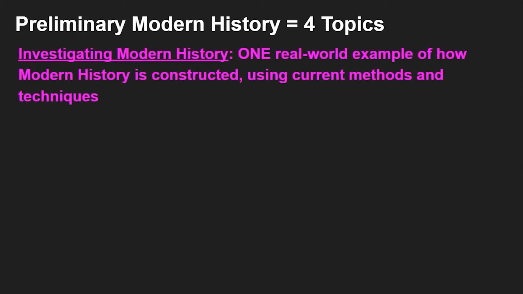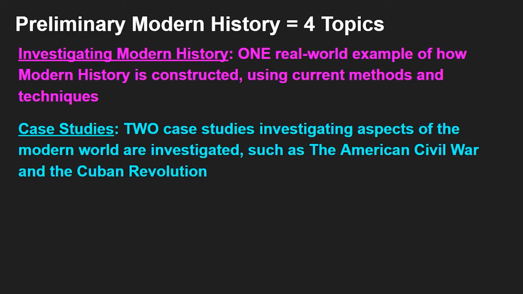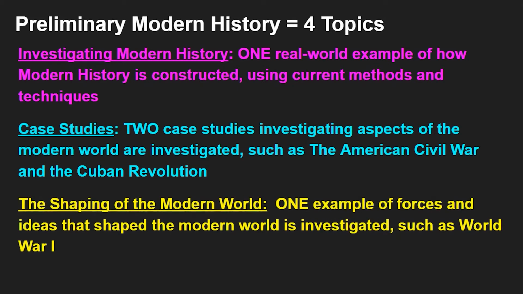In preliminary modern history, you'll do 4 topics: investigating modern history, 1 real-world example of how modern history is constructed, 2 case studies investigating aspects of the modern world, such as the American Civil War and Cuban Revolution, and the shaping of the modern world, 1 example of forces and ideas that have shaped the modern world, such as World War I.